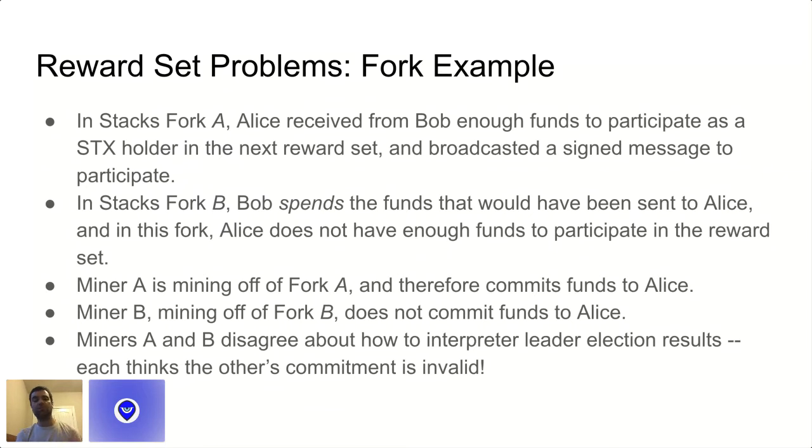The reason this is a problem is that if we have two different miners mining these two different forks, they might have a disagreement about where commitments should be sent. Let's say miner A is mining off of fork A, they commit funds to Alice. Miner B, mining off of fork B, does not commit funds to Alice because miner B doesn't believe Alice is in the reward set. So now miners A and B disagree about how to interpret the leader election results because each of them thinks the other miner's commitment is invalid. And this problem is true for other nodes in the network as well because they don't know how to resolve the situation. Okay, so this is a problem.